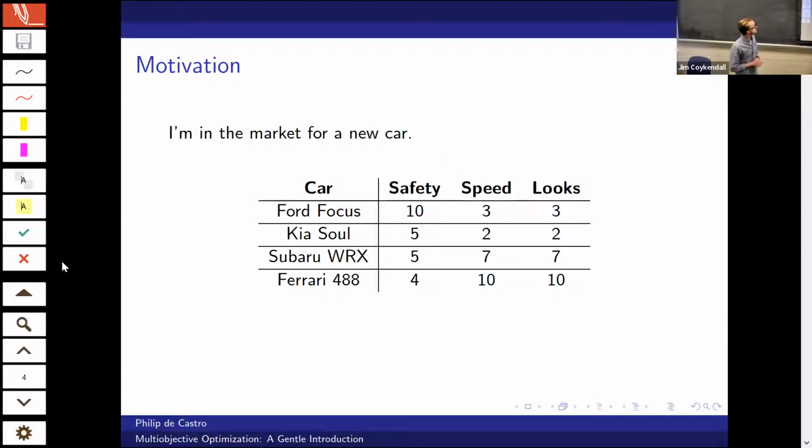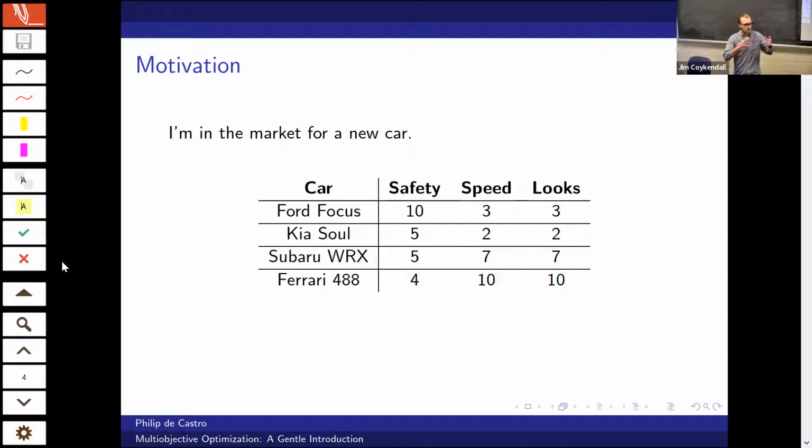The Kia Soul, the safety is a 5, but speed and looks is not so good, a 2. So sorry if you have a Kia Soul. I'm not trying to throw shade here, but just an example. The Subaru WRX, that's got a safety of 5 and speed is 7, looks are 7, and then of course the Ferrari. It's going to score great with speed and looks, but I can't trust myself in that, so I have to lower its safety score a bit.